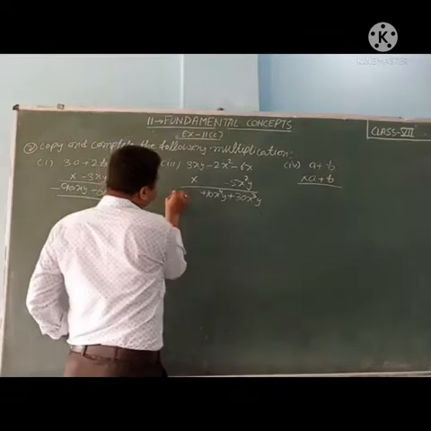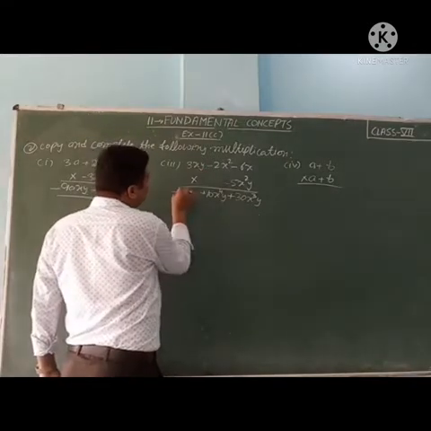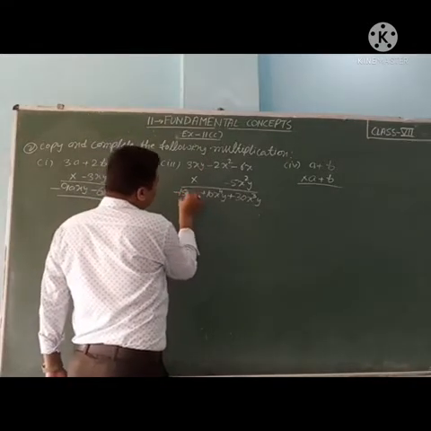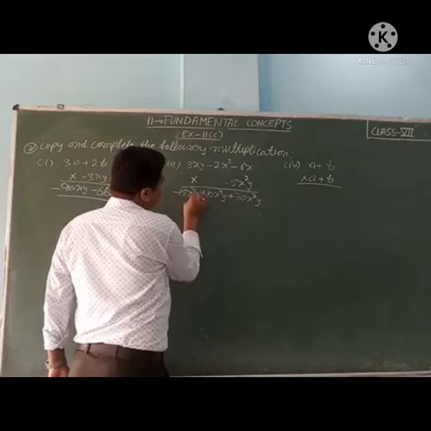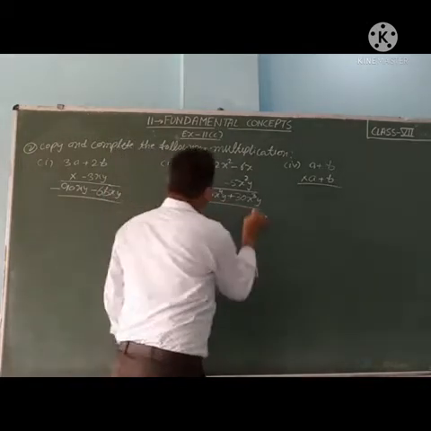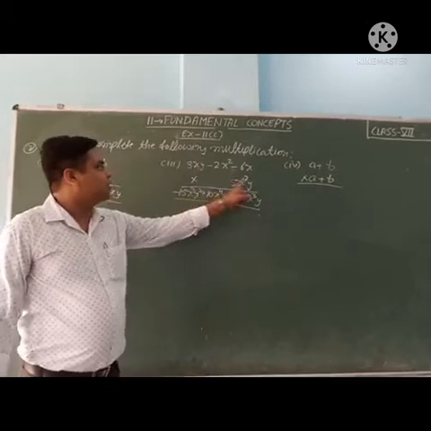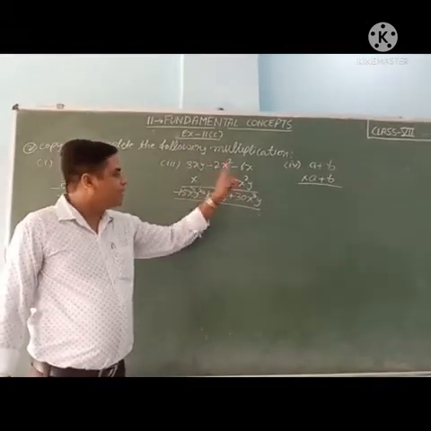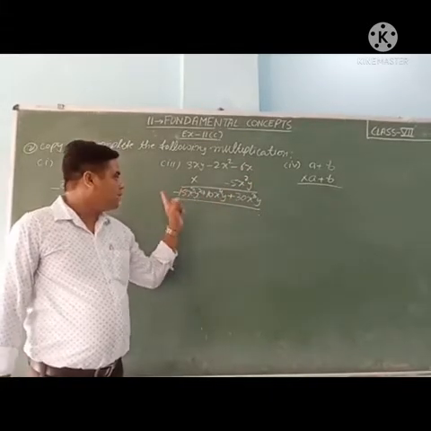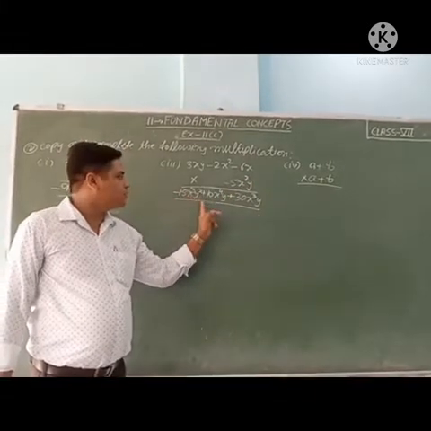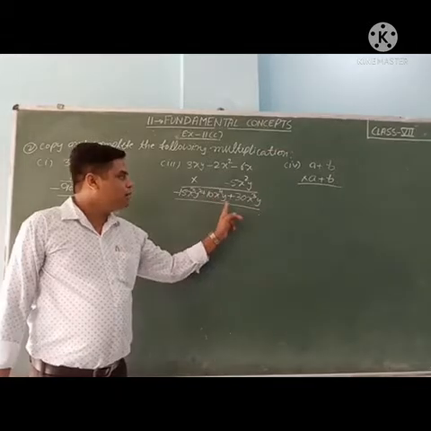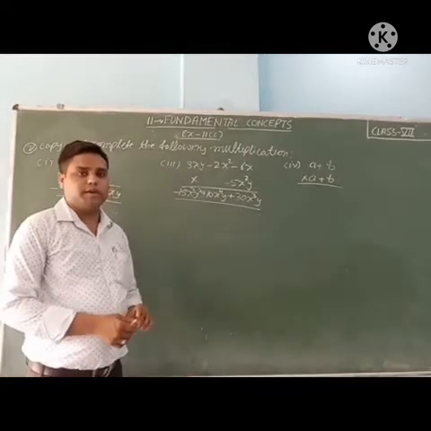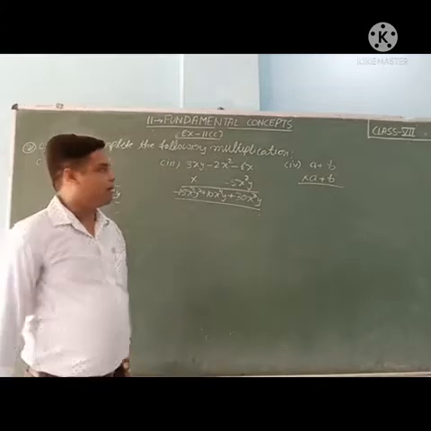Minus plus minus 5 3s are 15x cube y square, because here x is having power 1, here 2, it means 3. Then here power 1, y is having power 1, here also 1, it means 2. So minus 15x cube y square plus 10x raised to the power 4 y plus 30x cube y. Move to the fourth part.